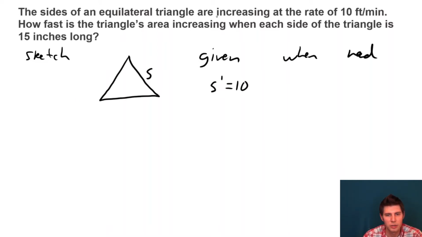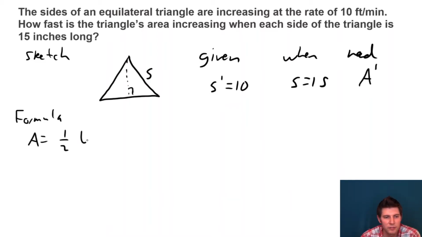Our when is going to be when each side is 15, and what we need is the speed at which the area is increasing. Cool. So the formula for the area: area equals 1/2 base times height. Our base is just one of the s's. That's convenient. But the height is not going to be in S. So this is 1/2 S. This is 60 degrees, and this is 30 degrees.